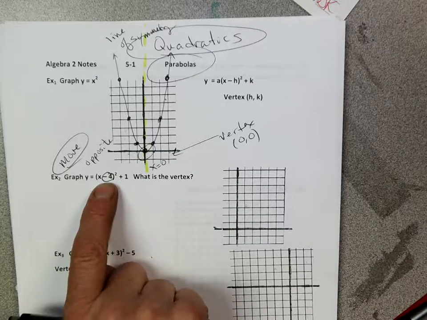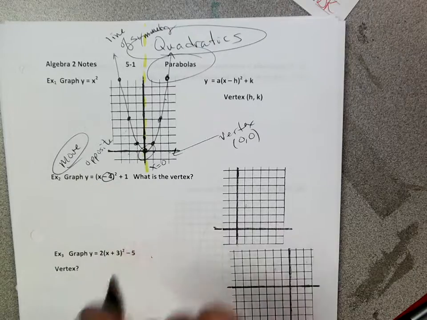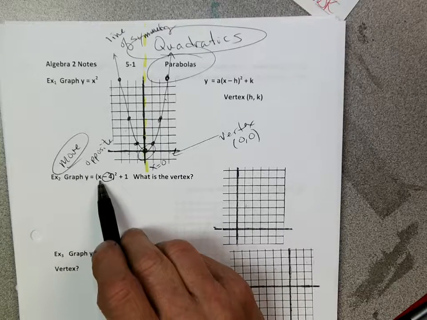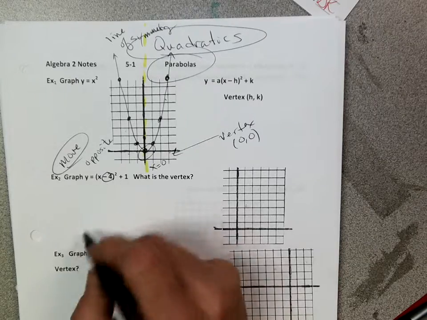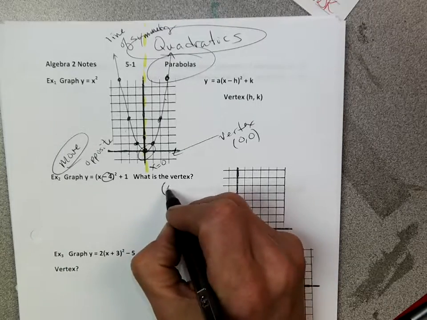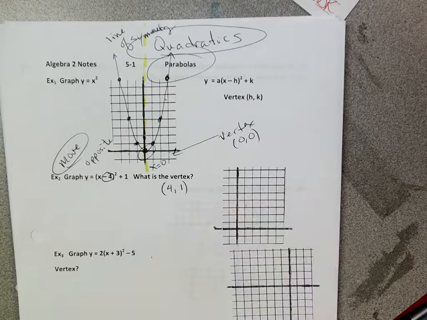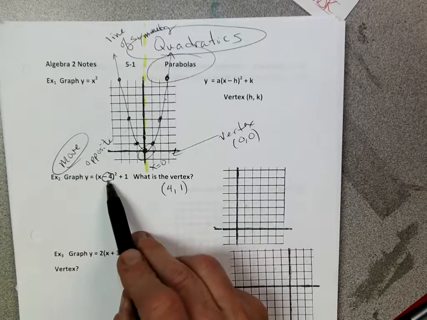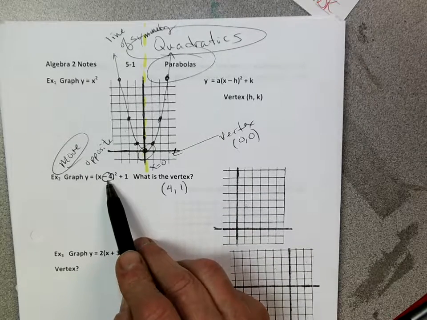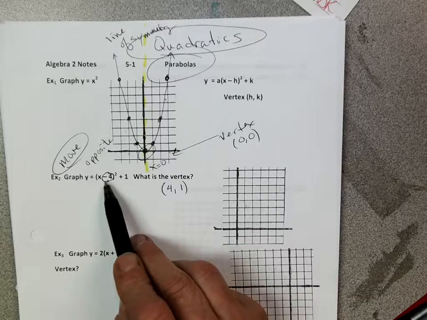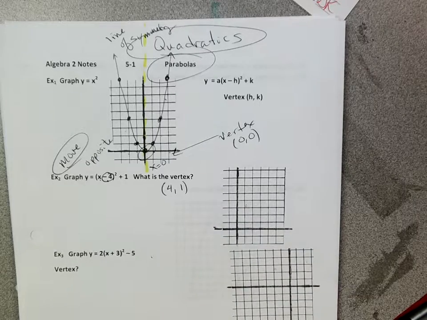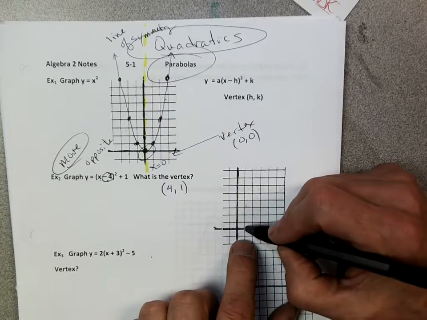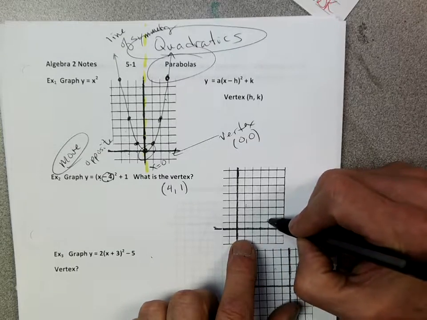The reason why is because the value of 4 will zero it out. That's why it's the opposite. So our vertex of this one is at positive 4, 1. It's the opposite of the inside number, always, because the value of 4 zeroes it out, okay? So I can go to my vertex at 4, 1: 1, 2, 3, 4, 1, and put my vertex down.